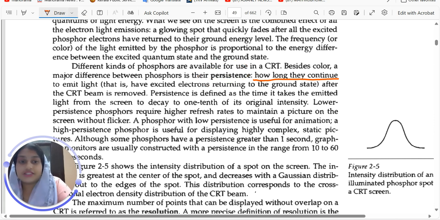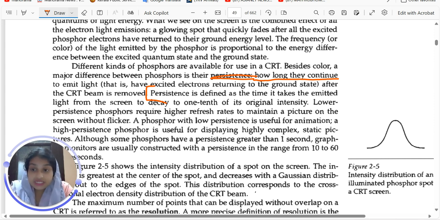Now, the real definition: you can write this along with that. Persistence is defined as the time it takes the emitted light from the screen to decay to 1/10 of its original intensity. Lower persistence phosphors require higher refresh rates to maintain a picture on the screen without flicker.